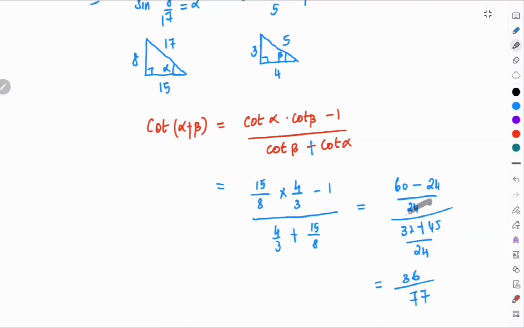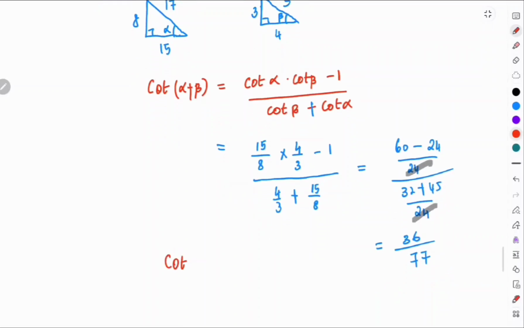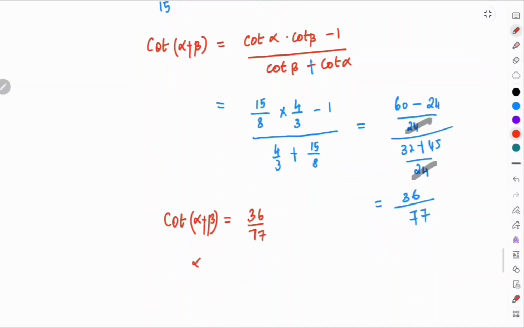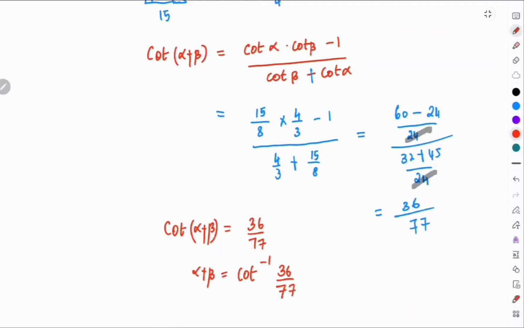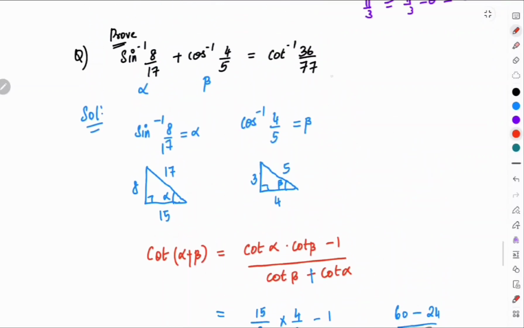So these two are going to get cancelled anyway. So what we get here is cot alpha plus beta is nothing but 36 by 77. So what is alpha plus beta? Cot inverse of 36 by 77. So hence we have proved it.